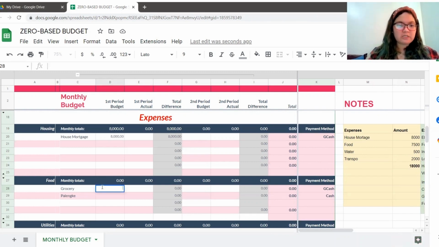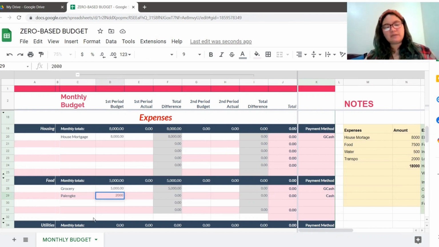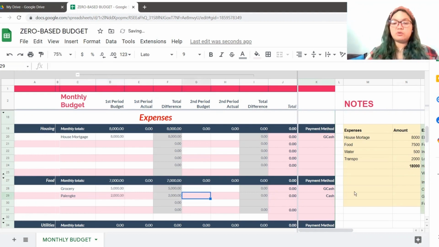So let's say for the grocery, they have 5,000 in the first period, paid through GCash, because groceries nowadays accept GCash. And then the wet market, for vegetables and fish, has 2,000 pesos as the budget, and it's paid through cash.